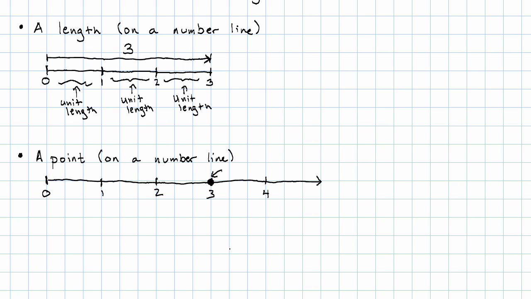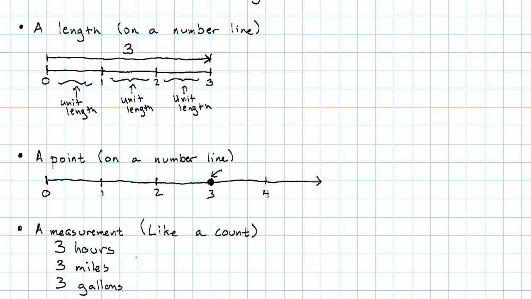There's one other way in which we use numbers, but I claim that this is just a count. We also use numbers as a measurement, so I could talk about 3 hours, or 3 miles, or 3 gallons. But again, this is the same as a count. Why? Well, 3 hours, this means there's a length of time called an hour. 3 hours is 3 of those. Same story with miles or gallons. A measurement is just like a count.